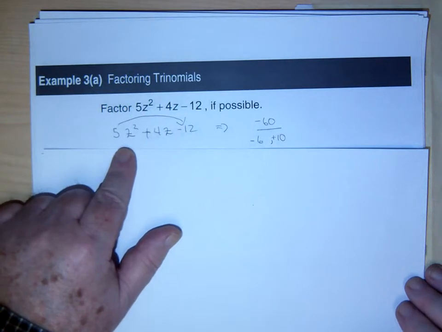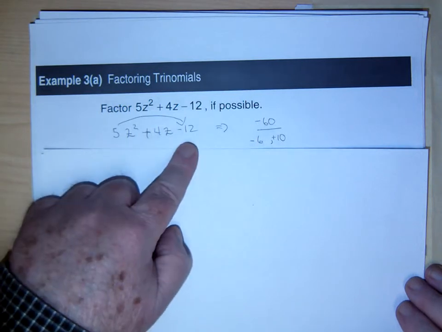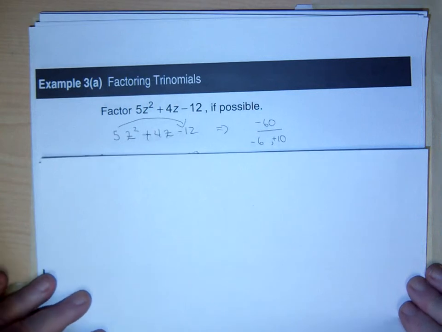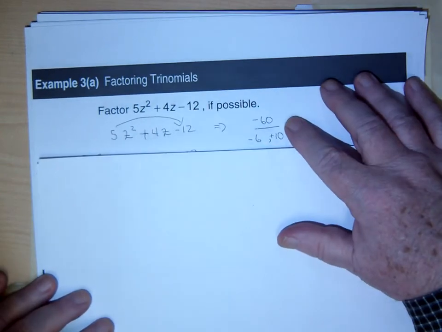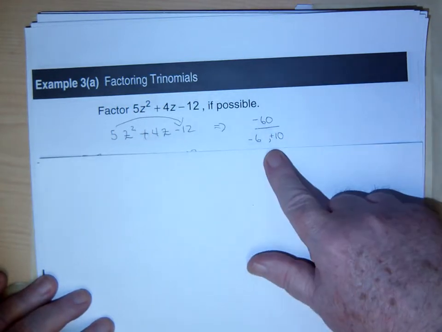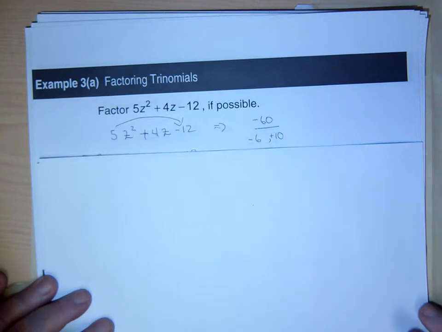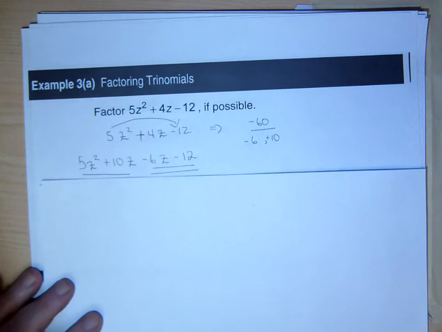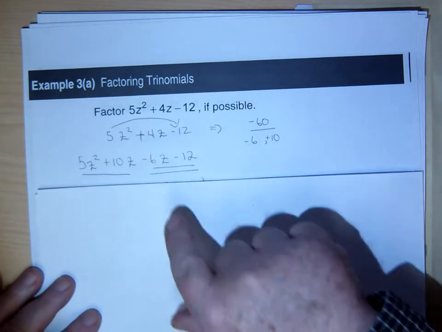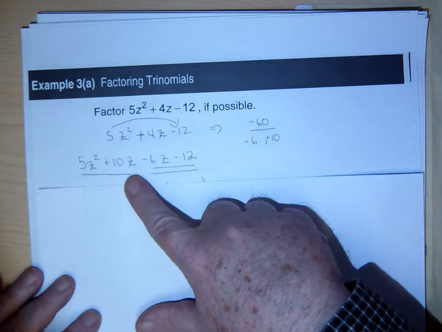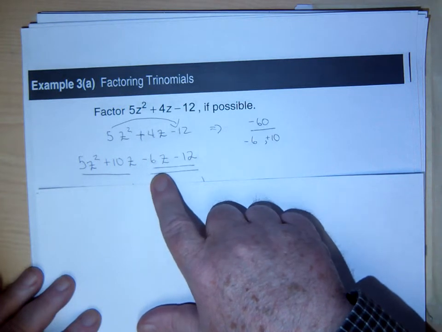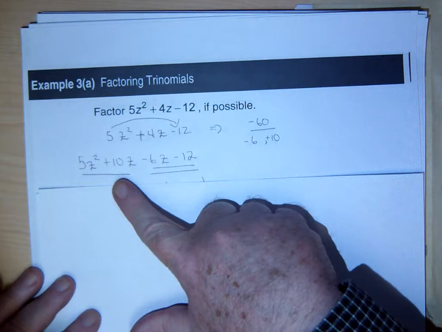This process says you take the coefficient of the first term times the constant coefficient, and that's going to be minus 60. We try to come up with numbers that will multiply together to give minus 60, but will add together to give 4. And certainly minus 6 and plus 10 will do the trick. Then we rewrite the trinomial as a four-nomial, splitting up the middle term of 4z into 10z minus 6z. Now we have 4 terms which can be group factored.